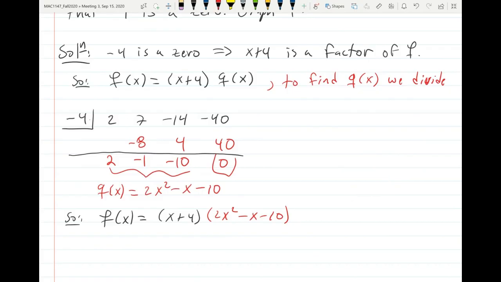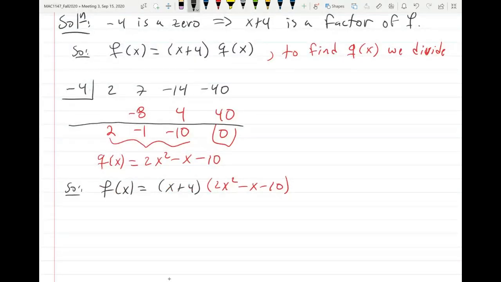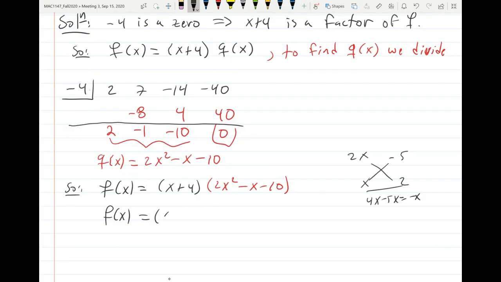So now let's go ahead and factor that degree 2 polynomial. You can do this however you want. I'm going to use trial and error quickly here. So what can we do here? Let's see, we can put 5 and 2, and then negative here. That'll give me 4x minus 5x is negative x. So this will be equal to x plus 4 times 2x minus 5 times x plus 2. And we have our polynomial factored completely.